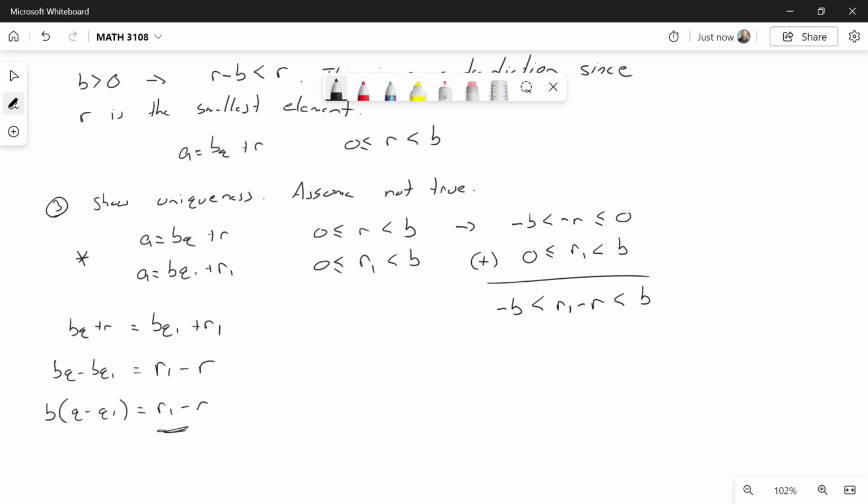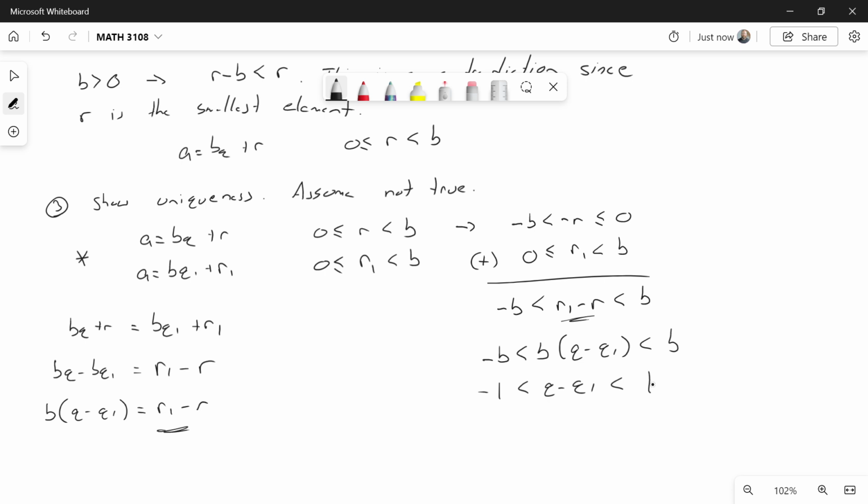Now notice this is exactly what we have over here. So now I can do a substitution. Now I can say that negative B is less than B times Q minus Q1, which is less than B. Now B we know is a positive integer. So I can divide all three terms of this inequality by b, and it's not going to change the direction of the inequality. So this leaves me with -1 less than q minus q1 less than 1.